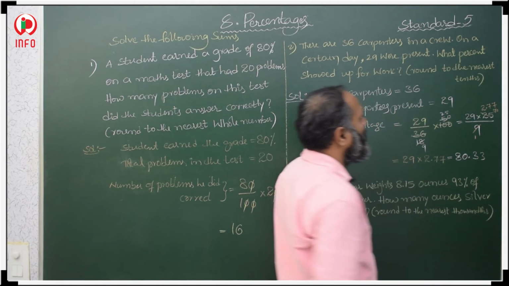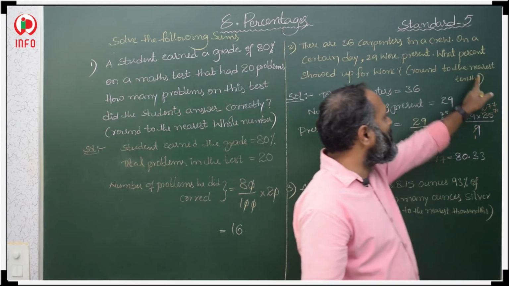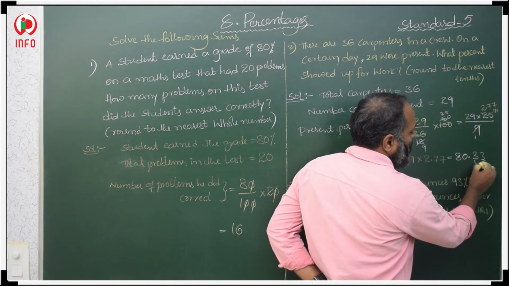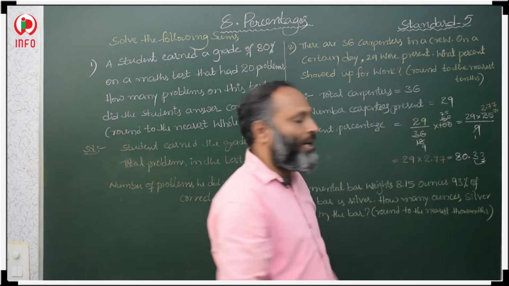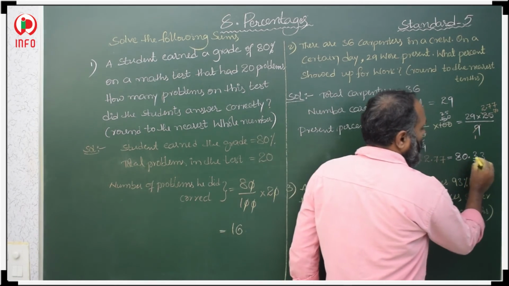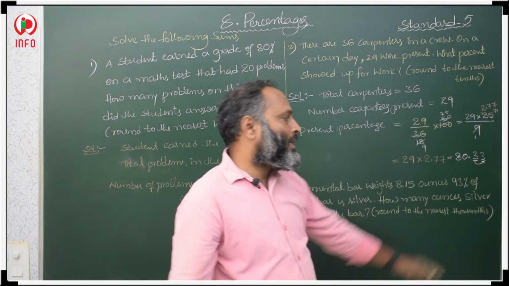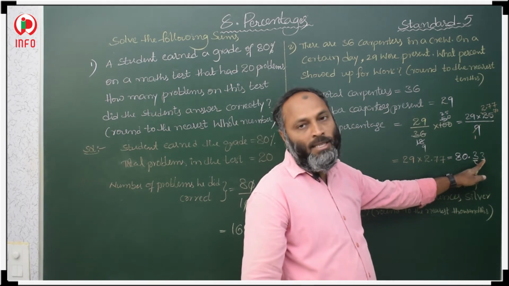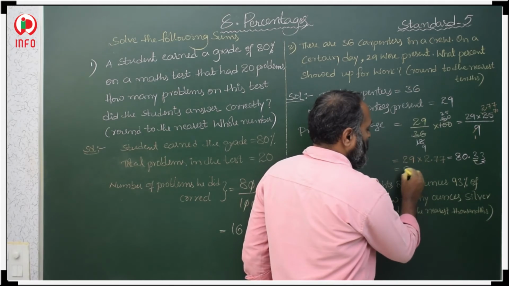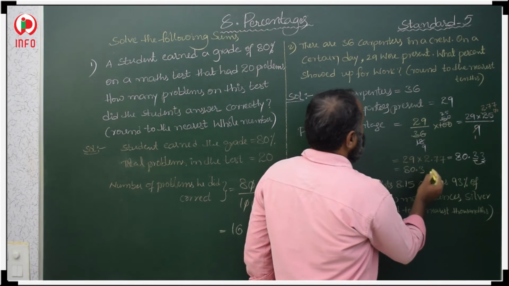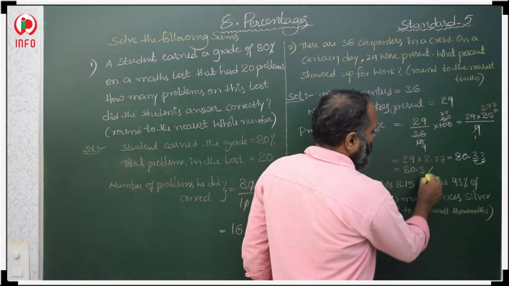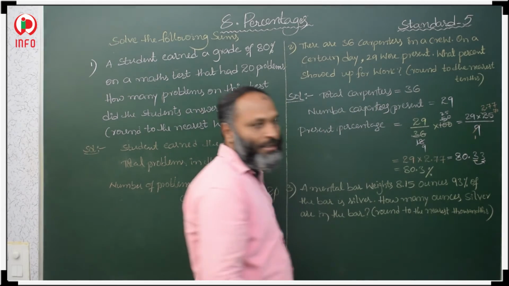When the product is 80.33, he is asking for the nearest tenth only. We don't need the hundredths. What is here in the hundredths place? We have 3. It means we only have to take till the tenth. It is less than 5, so we take 80.3 only. This is the present percentage, 80.3 is the present percentage. Okay.